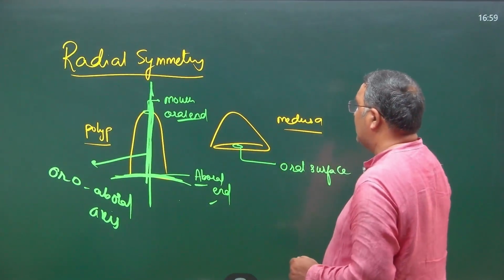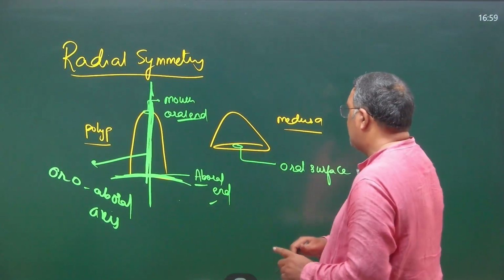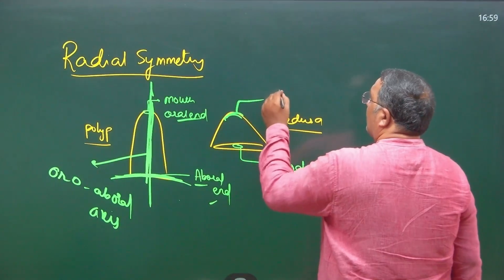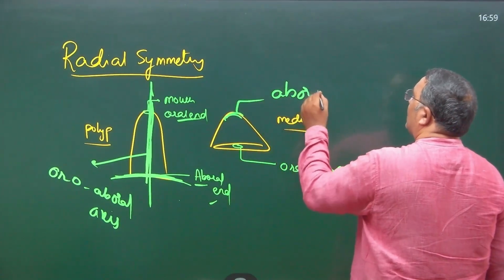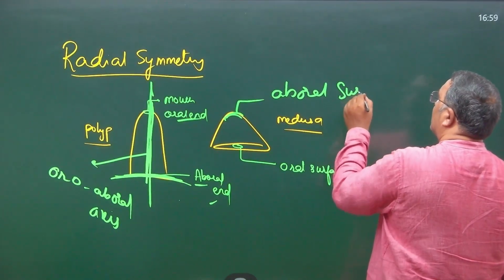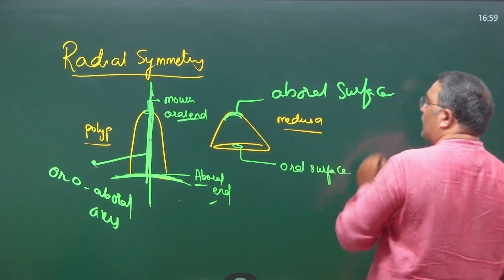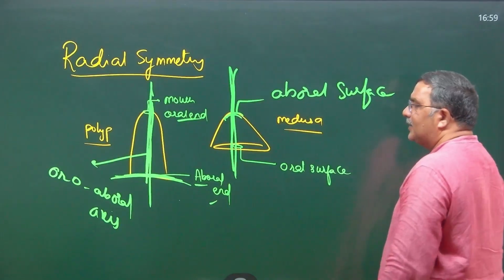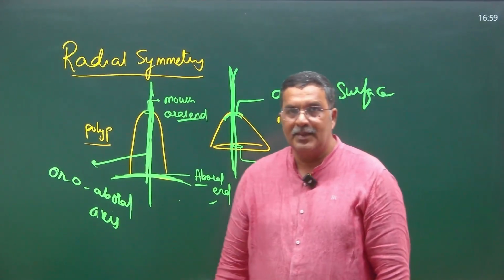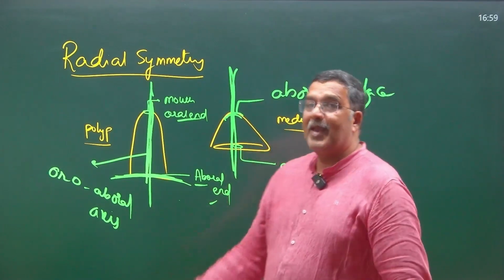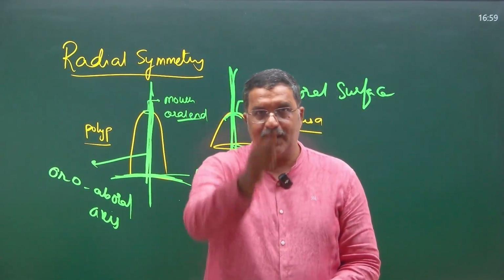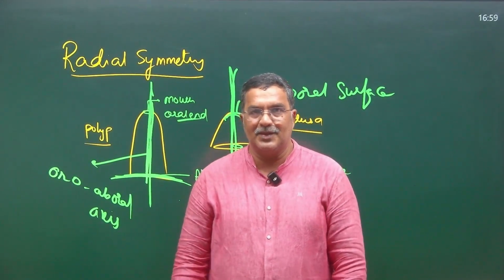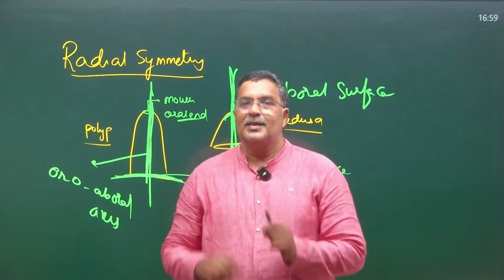Now, let us try to recognize here. Where the mouth is present, that is the oral surface; the closed end is said to be the aboral surface. The axis drawn from the oral surface to the aboral surface, it's easy to imagine: an umbrella. There is a stick in the umbrella. That stick is called the oroaboral axis. Okay.